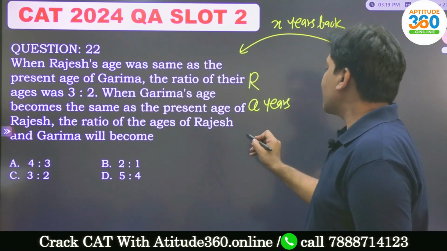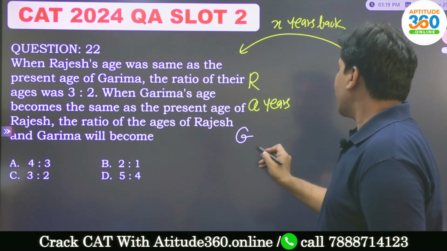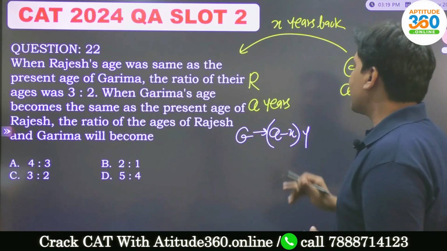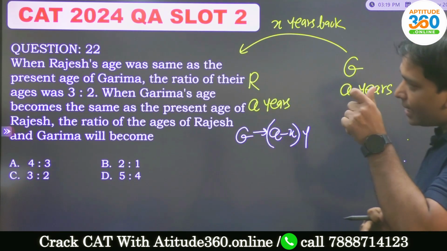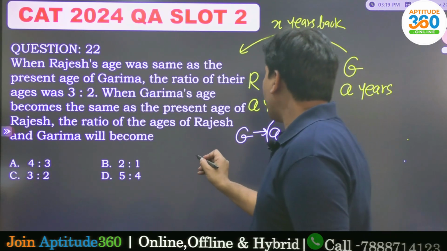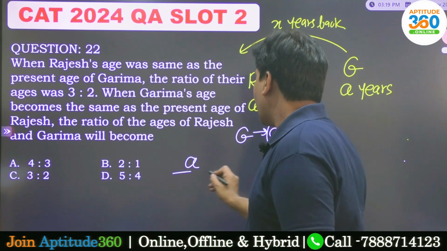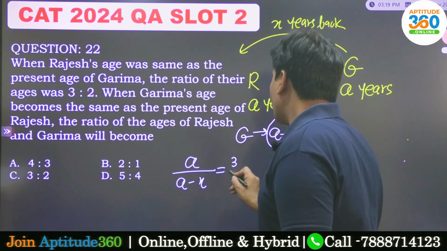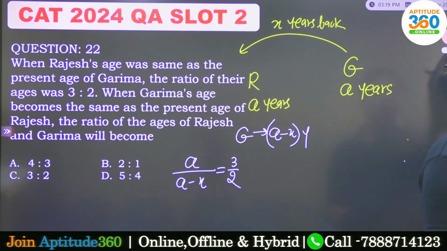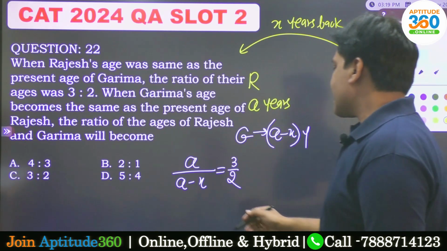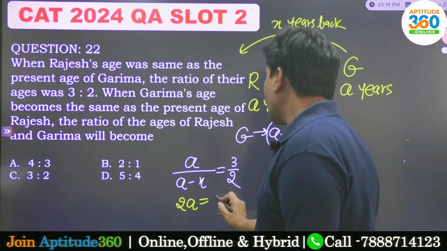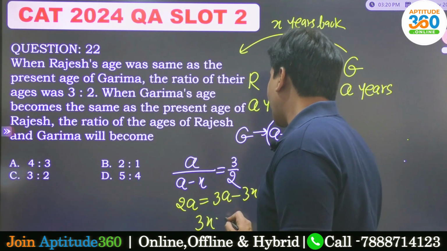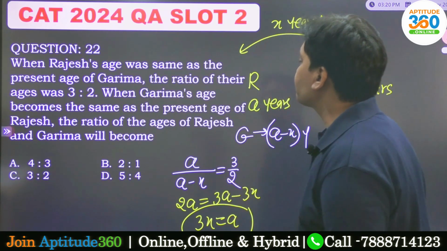So what would Garima's age have been A years back? It would have been nothing but A minus X years, isn't it? A minus X years. And then the ratio was given to you as 3:2. So my first equation is: age of Rajesh upon age of Garima, and that is given to me as 3:2. So you will be able to find a relation between A and X. So that is going to be what? 2A is equal to 3A minus 3X. So 3X is equal to A. That is the very first relation that we have got.